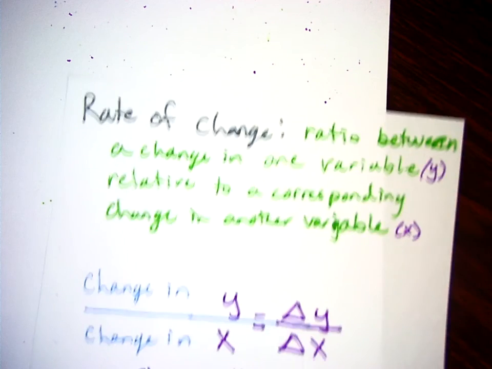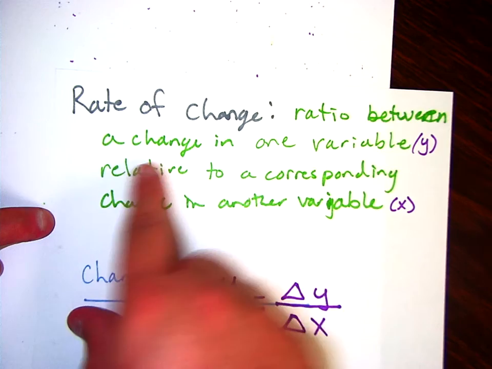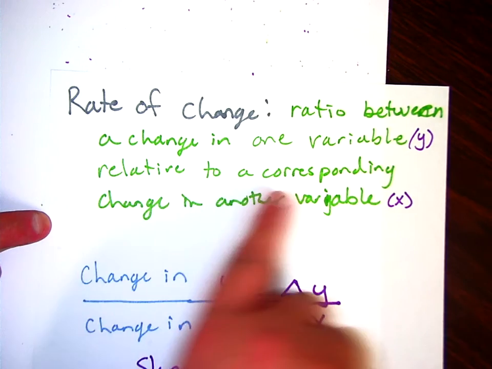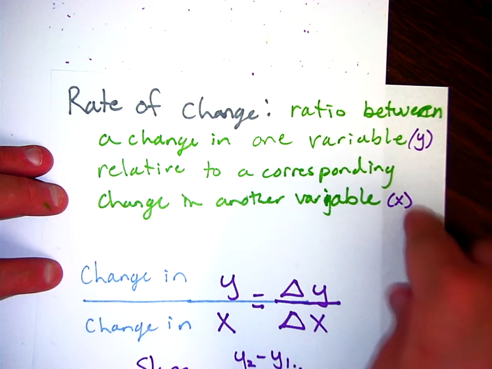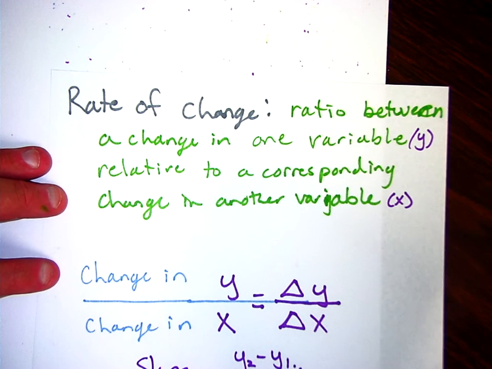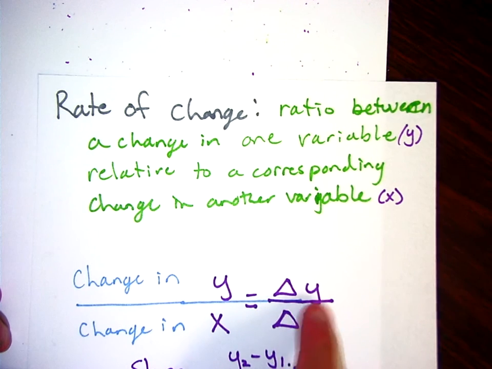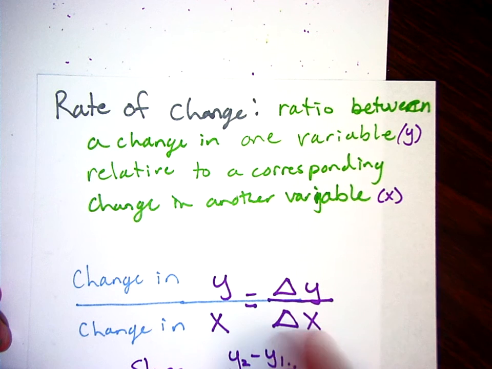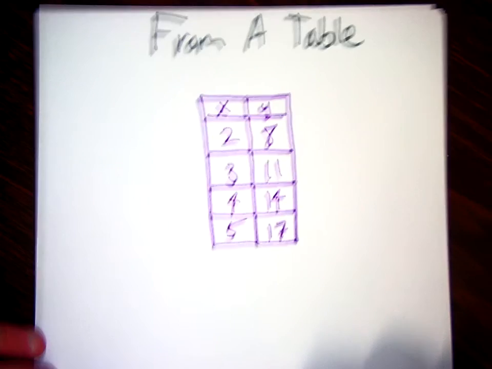Let's go back, after talking about independent and dependent, and look at rate of change. Remember, rate of change is just a ratio between a change in one variable relative to a corresponding change in the other. So it's a ratio between if x changes, what's the change in y. Remember, it's delta y, or change in y, over delta x, or change in x. So let's look at finding this from a table.